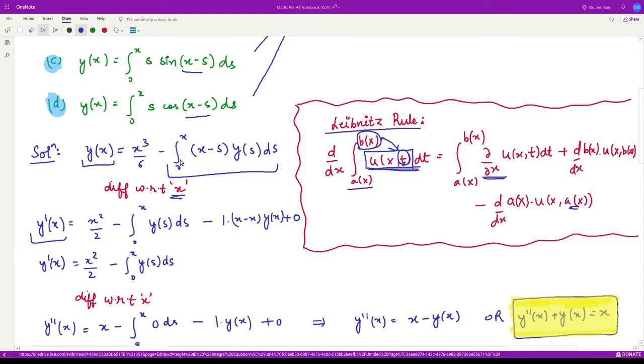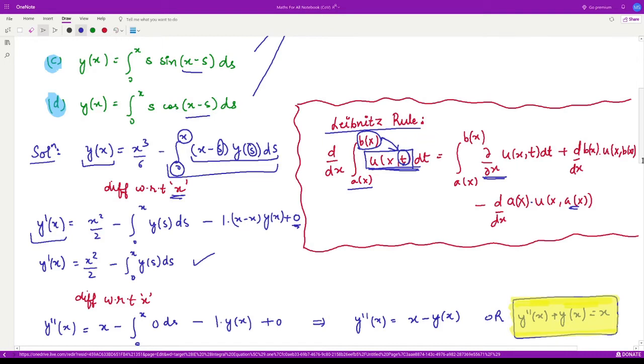So here it would be integration. The derivative of this whole term with respect to x would simply be y(s) ds, because s would be treated as a constant. And minus as such, the derivative of x with respect to x would be 1, into that whole term where s is now being replaced with x. So it would be x minus x, y of x, and the derivative of this 0 with respect to x would be 0, so the whole term would be 0. So simplifying this, we have this.